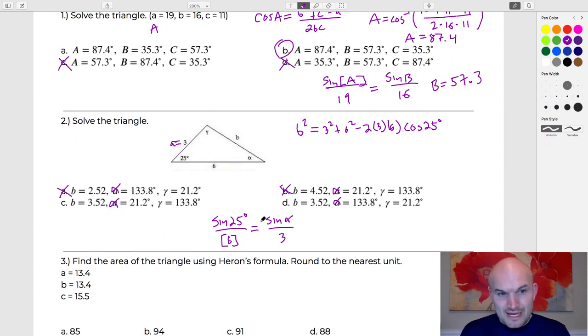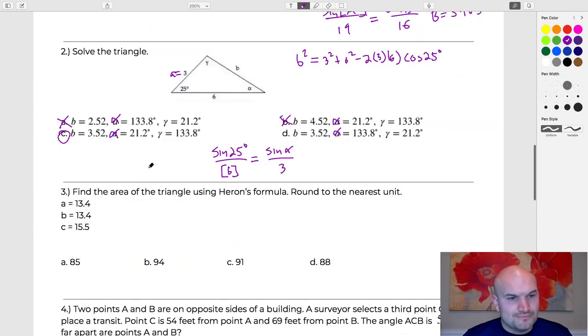But that's a waste of time, guys. You know that alpha has to be smaller than gamma. So therefore the answer is C, which I ended up getting anyways when doing the work. But it's a multiple choice, so as long as I showed my work, I'm good to go.